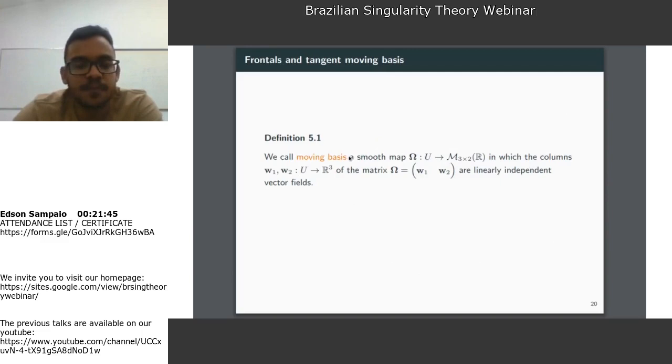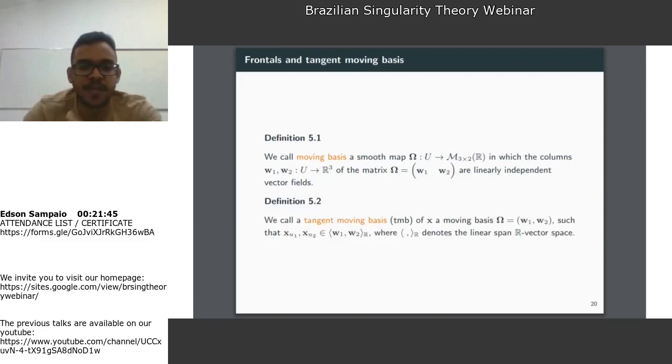And when we put a moving basis together with a frontal X in a way that the partial derivatives of X belong to the plane generated by the columns of the moving basis, we say that this moving basis is actually a tangent moving basis of the frontal X.